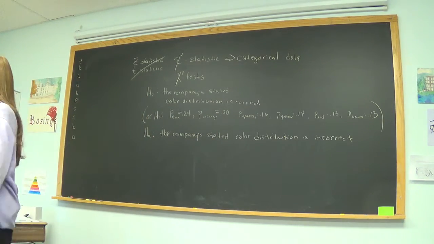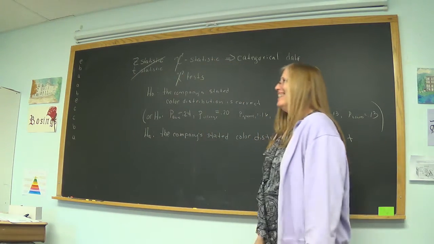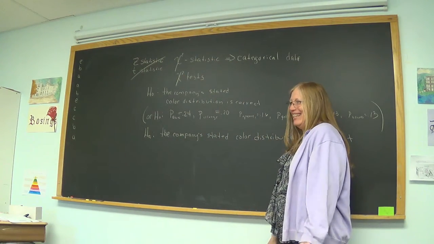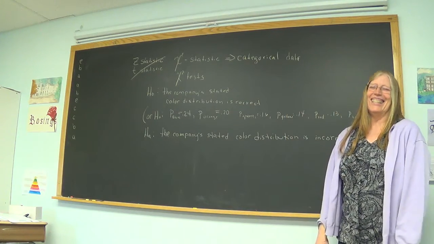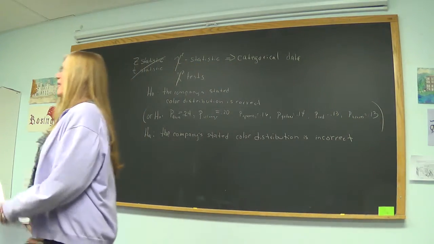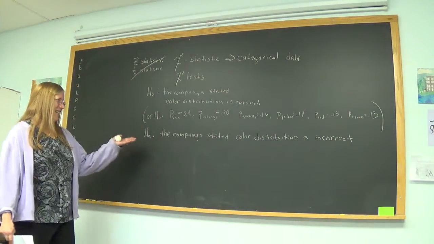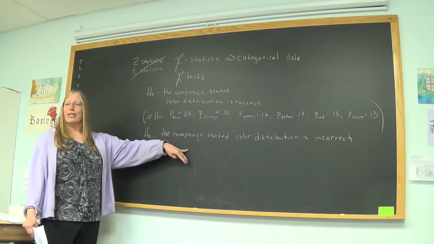Just do all combinations. But it could be blue and 0.24, or I'm just saying. Yeah, that might be right. That's a good way. Or you could just write H sub A does not equal H sub O, if that makes sense. It's the same as these words. But you can't do it for HA. You can only do it for the whole thing, which is: the company's stated color distribution is correct or it's incorrect.